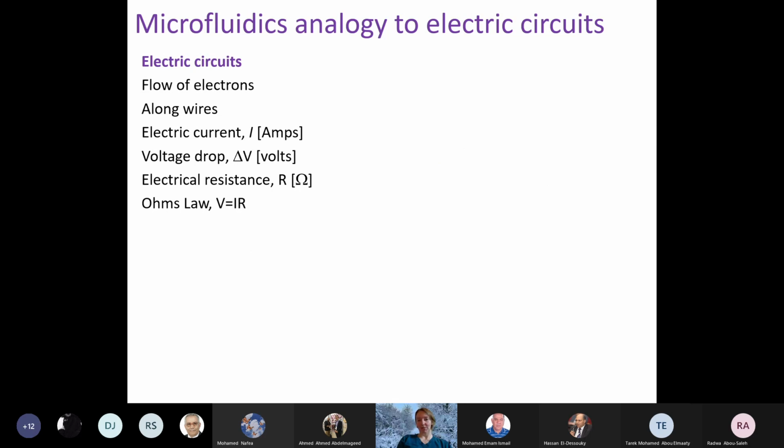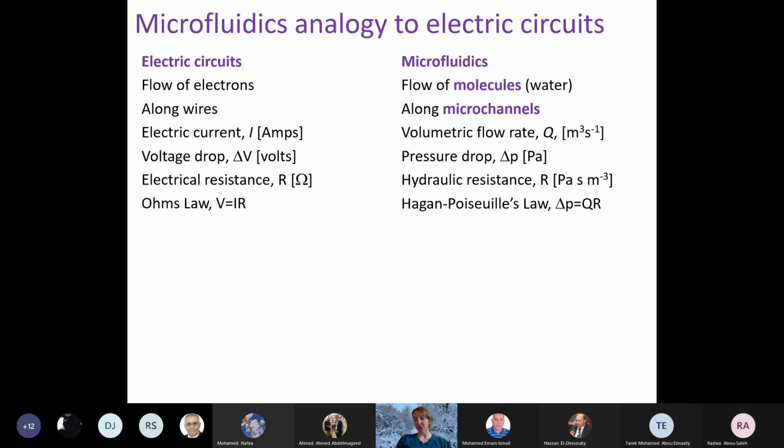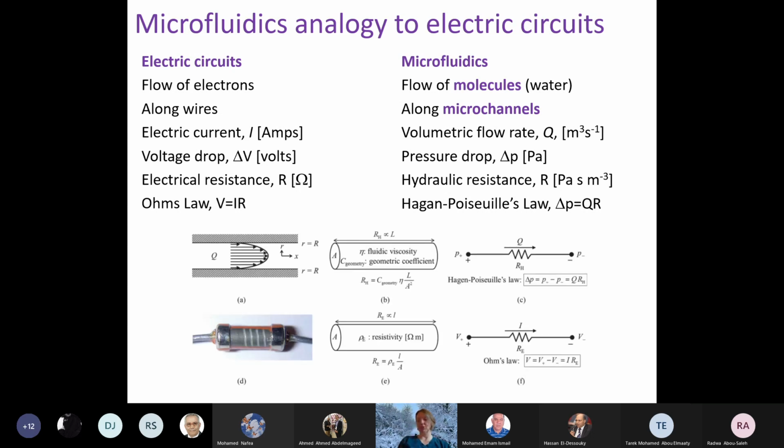If you consider electrical circuits, we have a flow of electrons, they move along wires, they have a current, and that is driven by a voltage drop or a voltage differential, and we have electrical resistance, and this sits quite nicely within Ohm's law. In terms of microfluidics, we have the flow of molecules, usually water, but not always, and they flow along microchannels. Their volumetric flow rate is similar to electrical current. We have a pressure drop that drives that fluid, which is similar to the voltage drop, and we have a hydraulic resistance. And this is the Hagen-Poiseuille law, which is very similar to Ohm's law. So we can imagine our fluidic circuits as electrical circuits and apply those equations and that theory, and that's what helps us design these microfluidic devices.